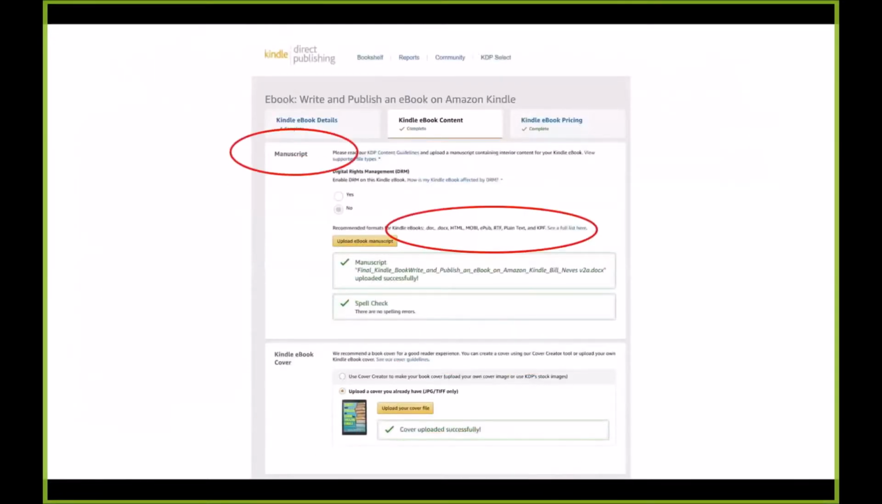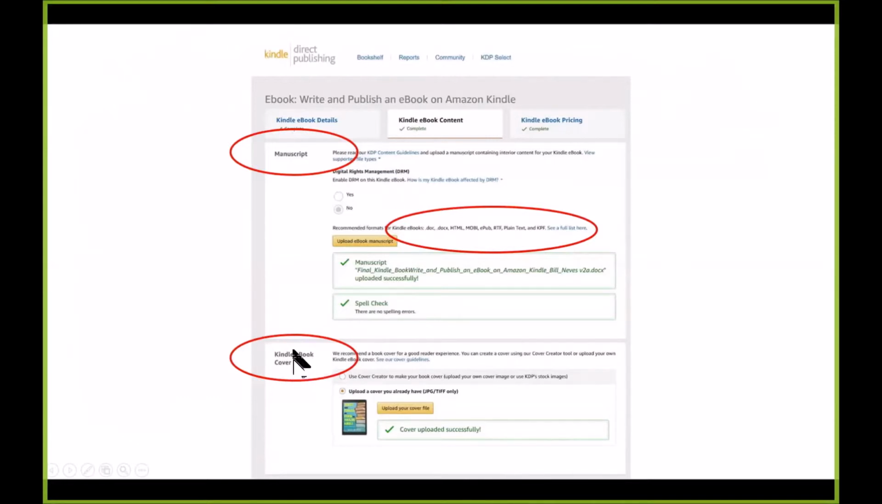So now on the next page, you have your manuscript and you have digital rights management. Well, what does that mean? That means that you copy protect your book so no one can share it. I put no because I don't care. I want to get the book out there. Okay. So you can check yes, and then people can't share it. It's kind of copy protected. And then these are the formats, and I'll show that in a second.